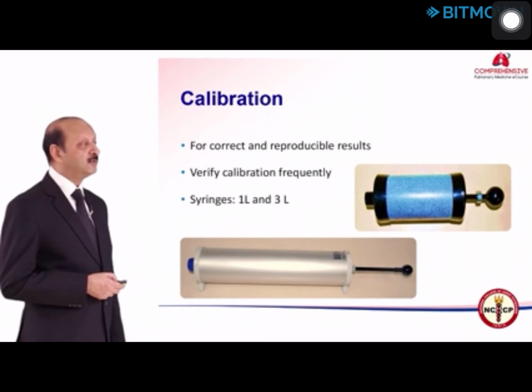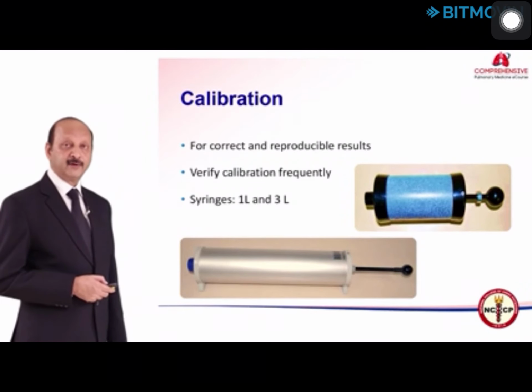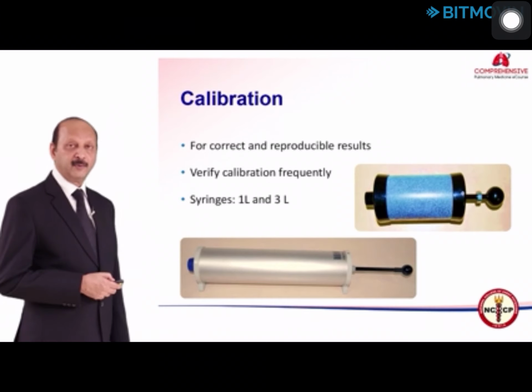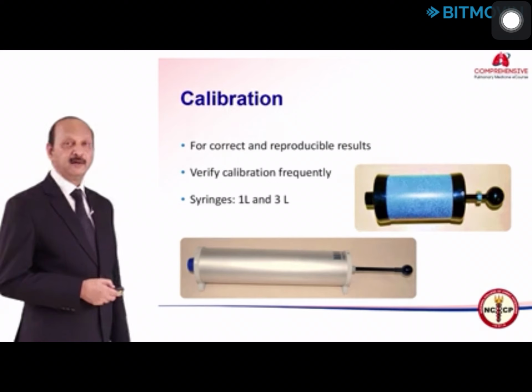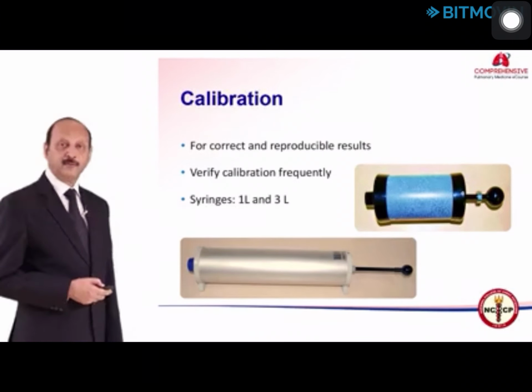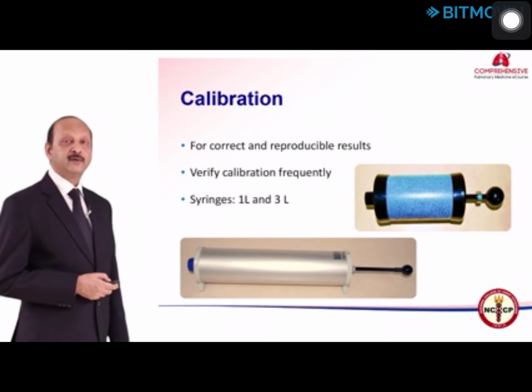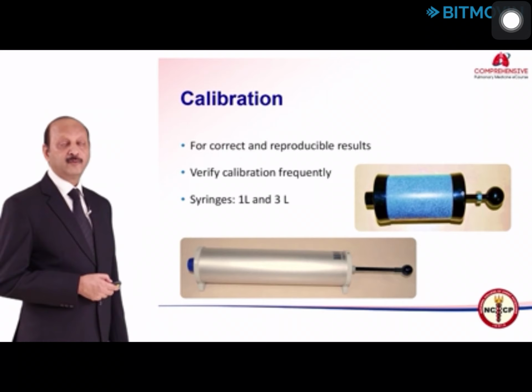So, we have 2 types of syringes, one is 1 liter, one is 3 liters. We fill the syringe and push it into the spirometer, and the 3 liter syringe, once it is pushed, must measure 3 liters. In case it is not, that means calibration is out of order. The machine will not be giving you the correct results. So, the calibration needs to be checked and corrected. And in good laboratories for spirometry, where the volume is say 20 to 30 tests per day, it should be done almost daily.